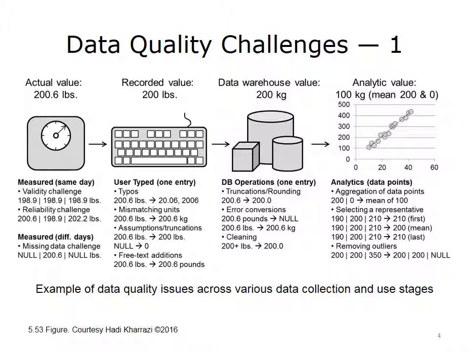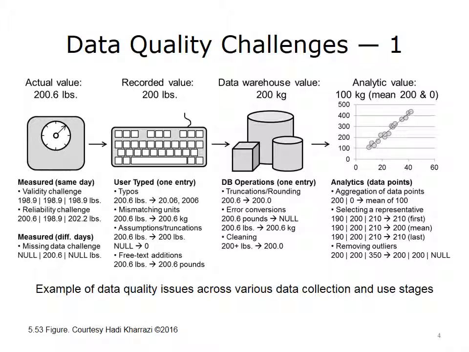Another problem is when users make assumptions and modify the numbers, such as truncating 200.6 to 200 pounds. Other issues include entering 0 for missed values or adding free text to a numerical field. In this example, the actual weight of 200.6 pounds for a single patient is entered as 200 pounds in the electronic health record, EHR, system.